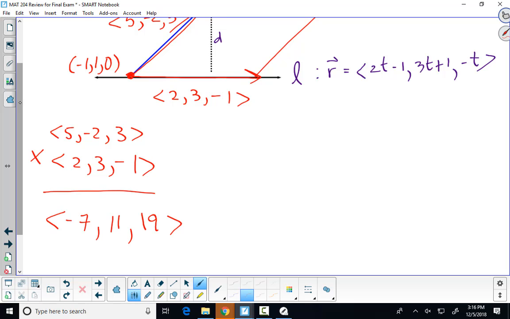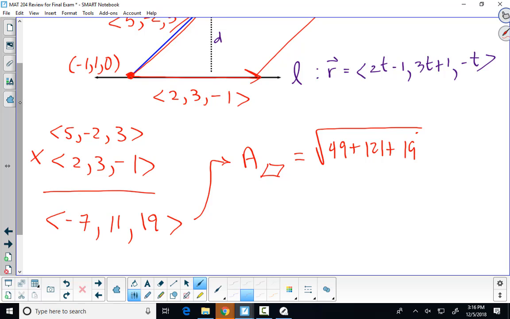So what is the magnitude of this vector then? That's the area of the parallelogram. So the area of the parallelogram is equal to the square root of the sum of the squares, whatever this is going to be. I can't even think about 19 squared right now. And then how do we find the distance? We divide the area by the base magnitude. The length of the base vector is the square root of 4 plus 9 plus 1. So that will be our distance.